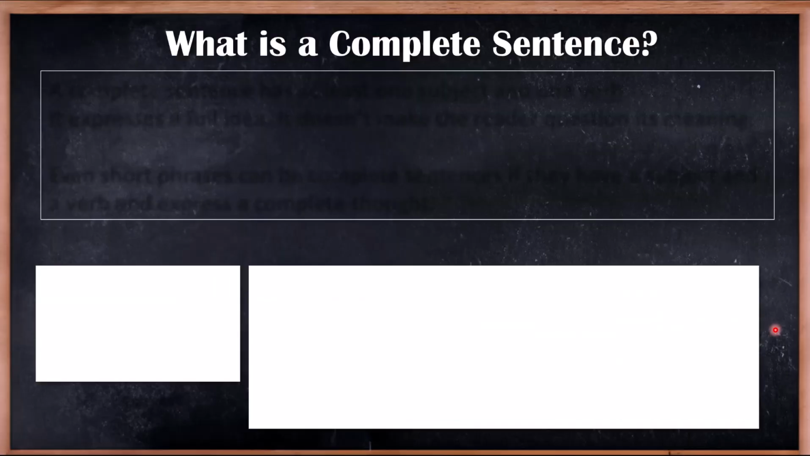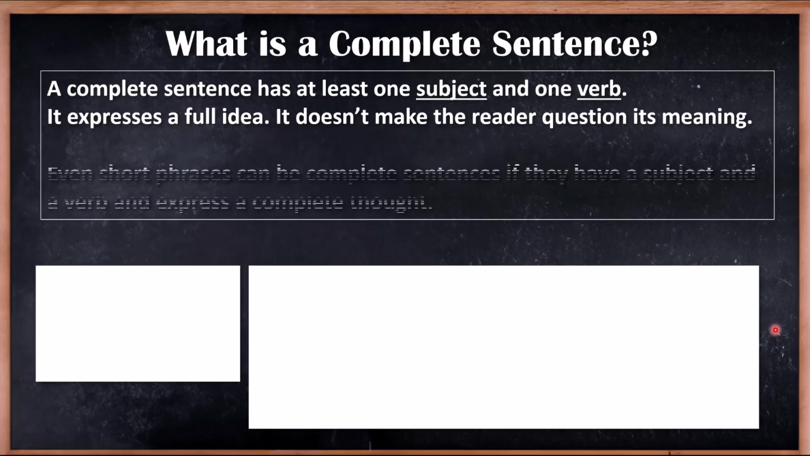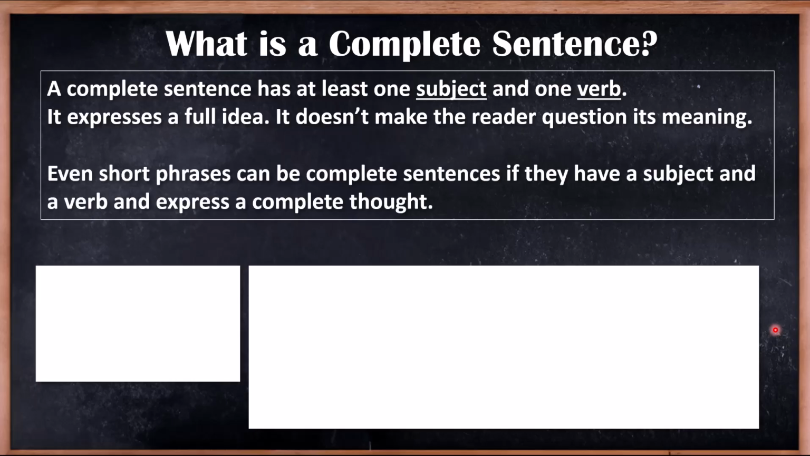So, what is a complete sentence? A complete sentence has at least one subject and one verb. It expresses a full idea and doesn't make the reader question its meaning. Even really short phrases can be complete sentences as long as they have a subject and a verb and express a complete thought. For example, "Birds fly." This is a complete sentence. It's a fact. Birds do fly.